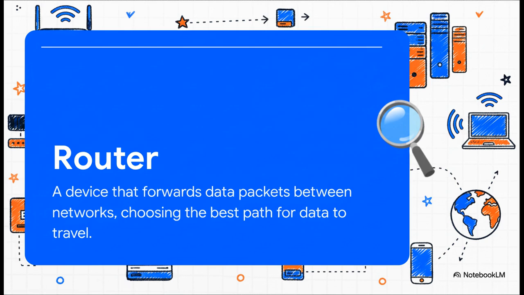The answer is routers. Your home has one, and the internet is full of them. A router is basically the traffic director of the internet. It sits at the crossroads where different networks meet, it takes a quick look at the destination address on our packet, and in a fraction of a second, it decides the best and fastest path to send it down next. It's making these decisions constantly to keep traffic flowing.